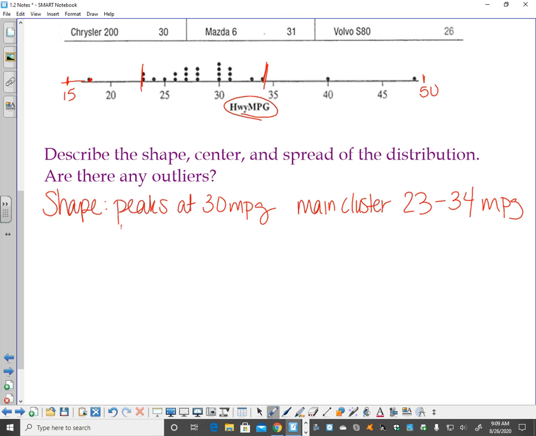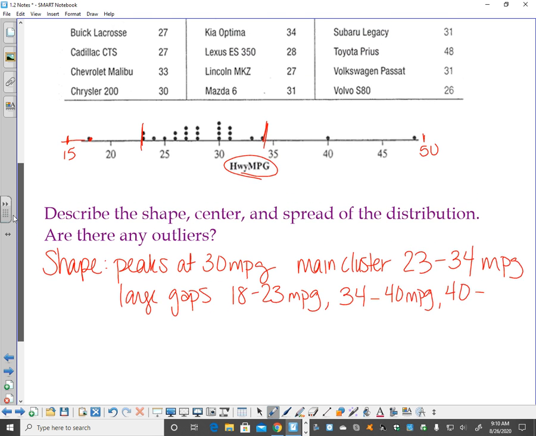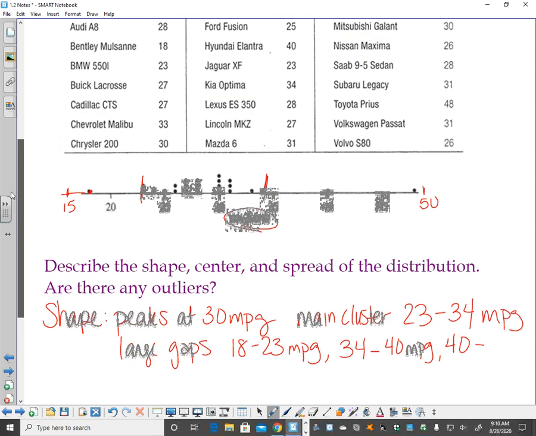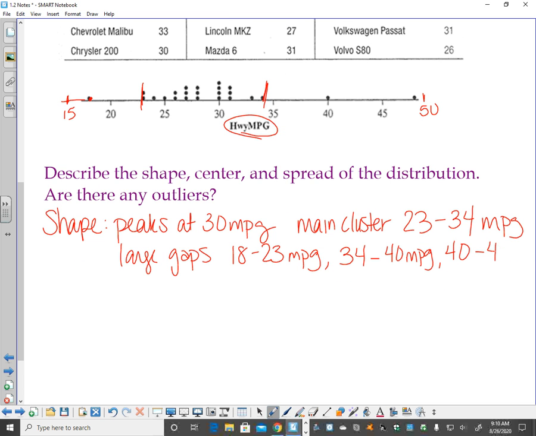I'm going to say large gaps from 18 to 23 and from 34 to 40, and then another one from 40 to, all right, what's that dot up there? That dot that's close to 50, that's the 48. Okay, so I've got peaks, I've got the cluster, I've got the gaps.